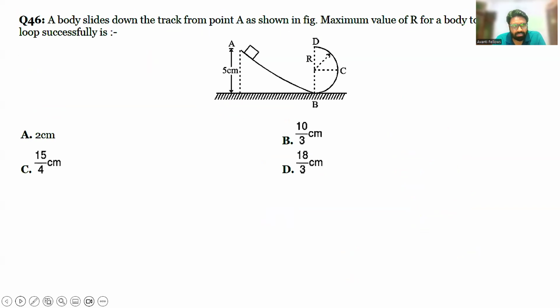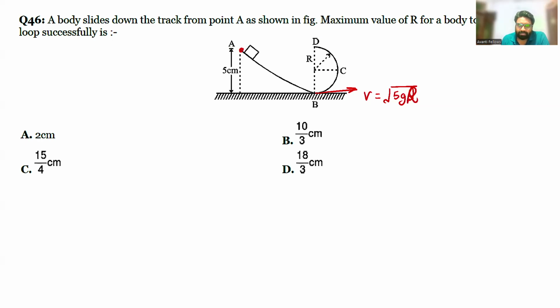Now this one: a body slides down the track from point A as shown in the figure, find the maximum value of R for the body to complete the loop successfully. So we know that to complete the loop successfully, the velocity at the bottom point should be root 5gL. L is the length of the string, but here the loop is given, so you will say root 5gR.